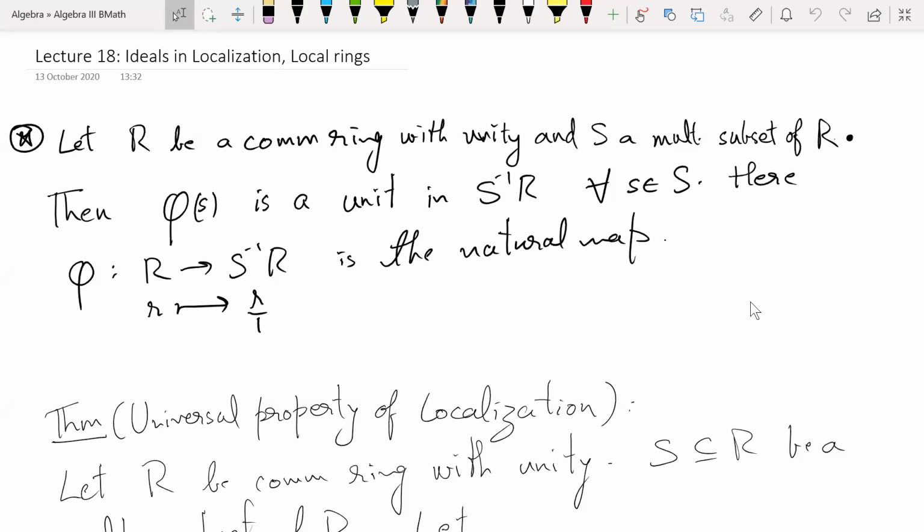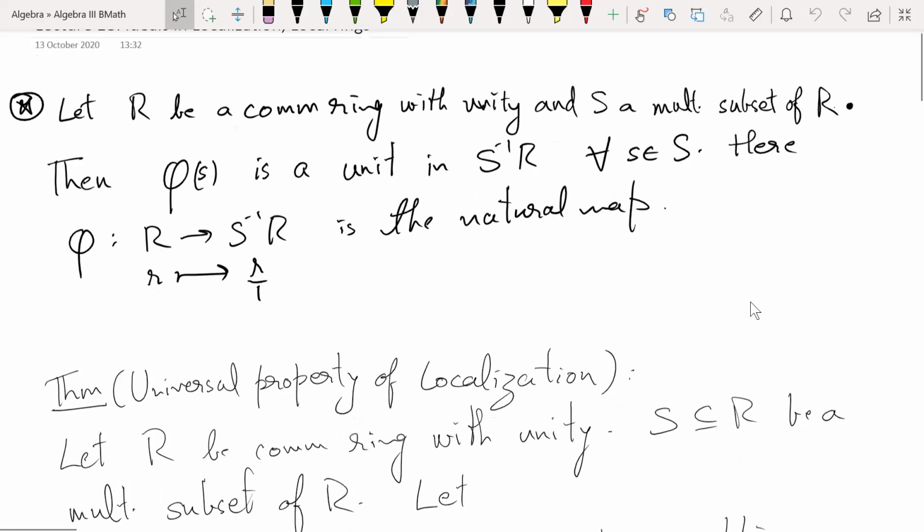Last time we saw the definition of localization and discussed some properties. One of the properties we saw was that if R is a commutative ring with unity and S is a multiplicative subset of R, then in the construction S inverse R, elements of S become units. The precise way of writing it: under the natural map phi, the images of elements of S are units. So phi(s) is a unit in S inverse R for all s in S. Here the natural map is r going to r over 1.